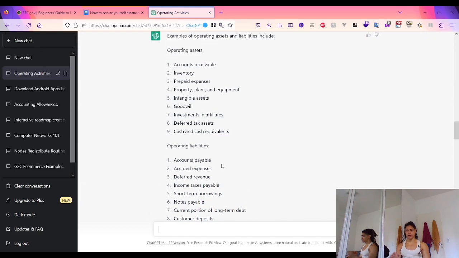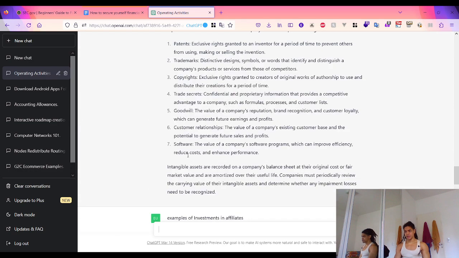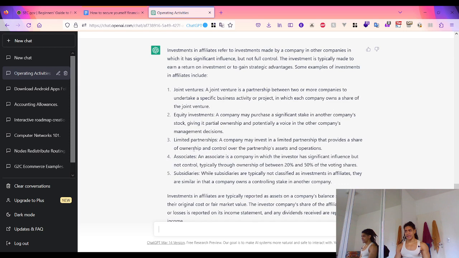And following the operating assets, intangible assets, goodwill, we have investment in affiliates, very, very important as well. Investment in affiliates refers to an investment made by a company in another company over which it has significant influence but not full control.